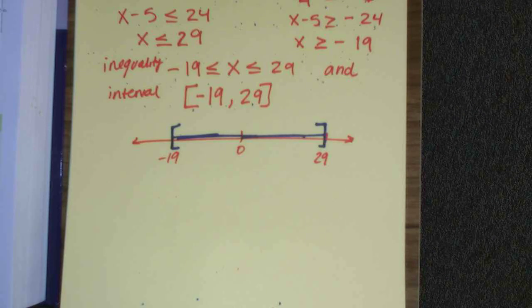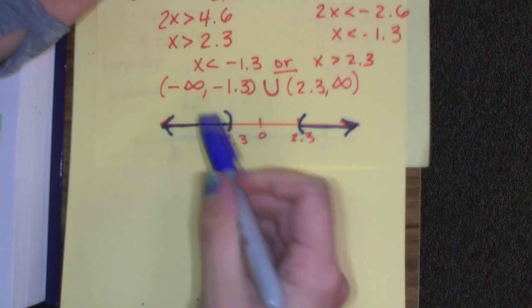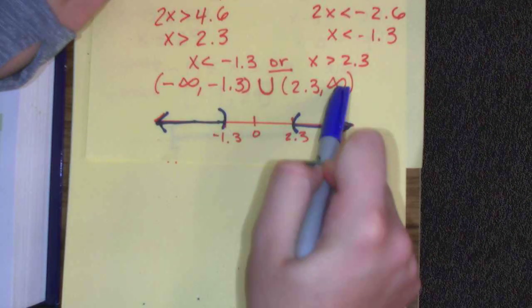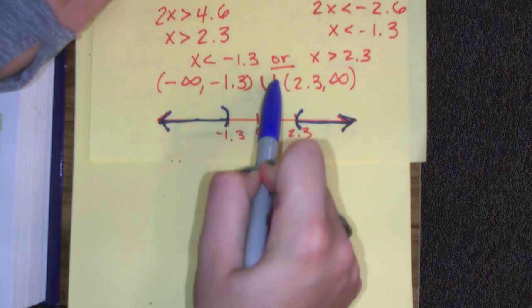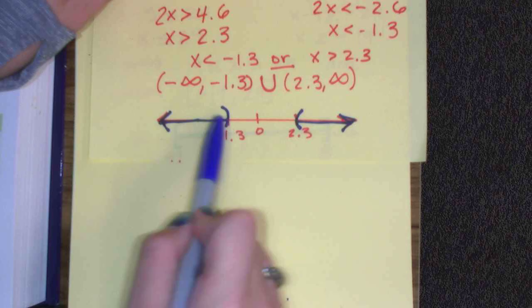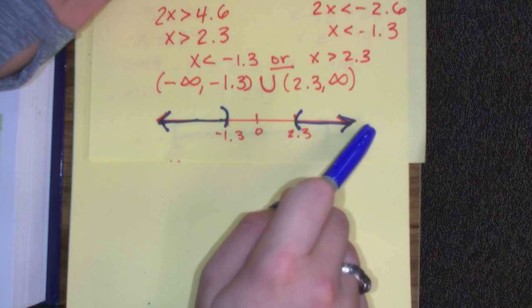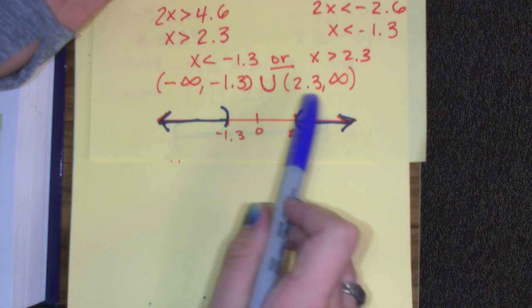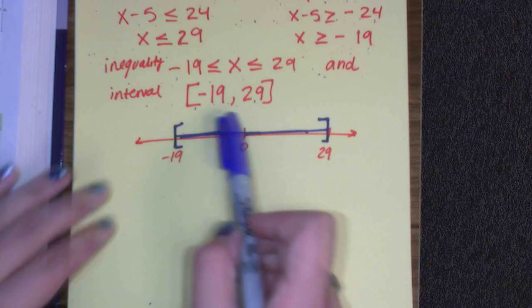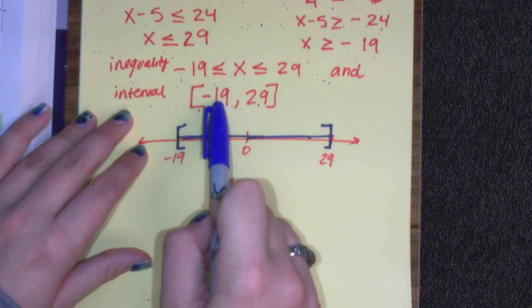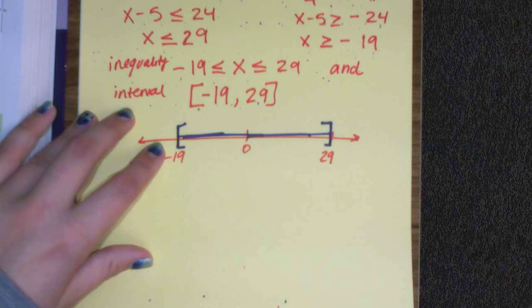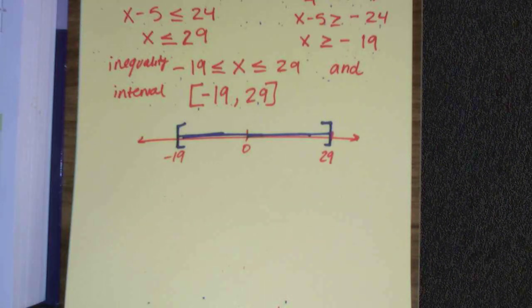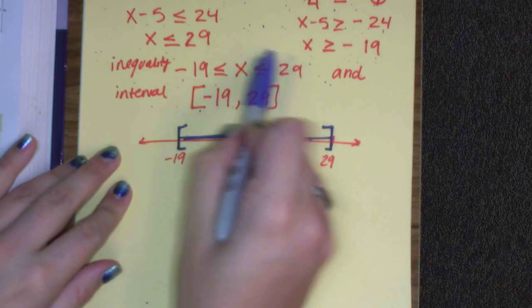So with the or problem, notice we had two separate intervals here, connected by a union. That's what this U stands for. And then our graphs face outward. But with our and, we just have one of them, so they face inward in that direction, together, based on this.